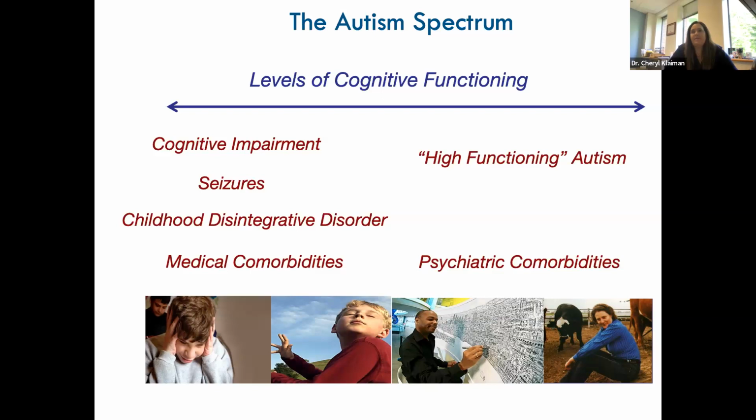And some of those could be things like gastro issues. We might see, again, those seizures. We might see just a range, sleep disorders, feeding disorders, et cetera. In individuals that are quote unquote what people think about as higher functioning, which is a term that has a lot of connotation to it today, we tend to see more psychiatric comorbidities. So things like anxiety, depression, and things like that.